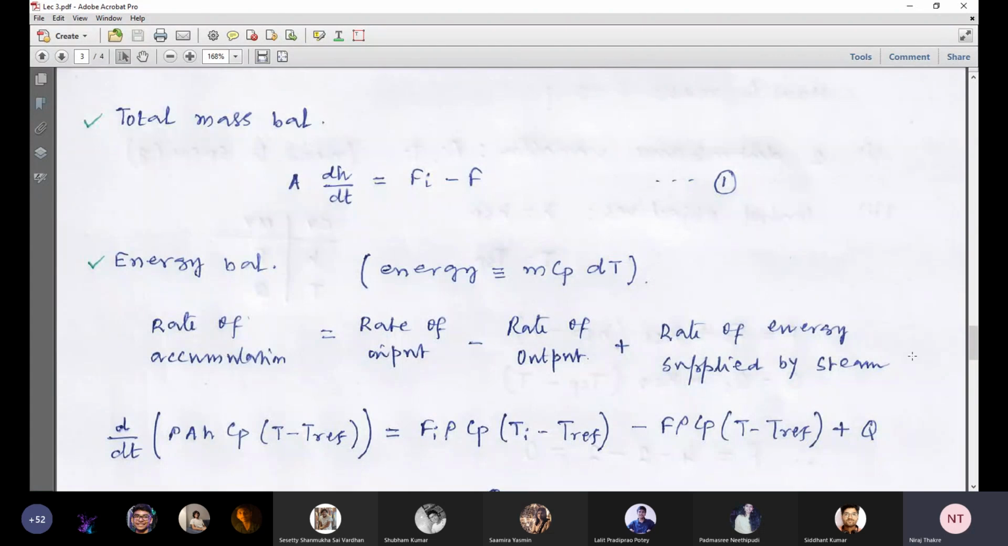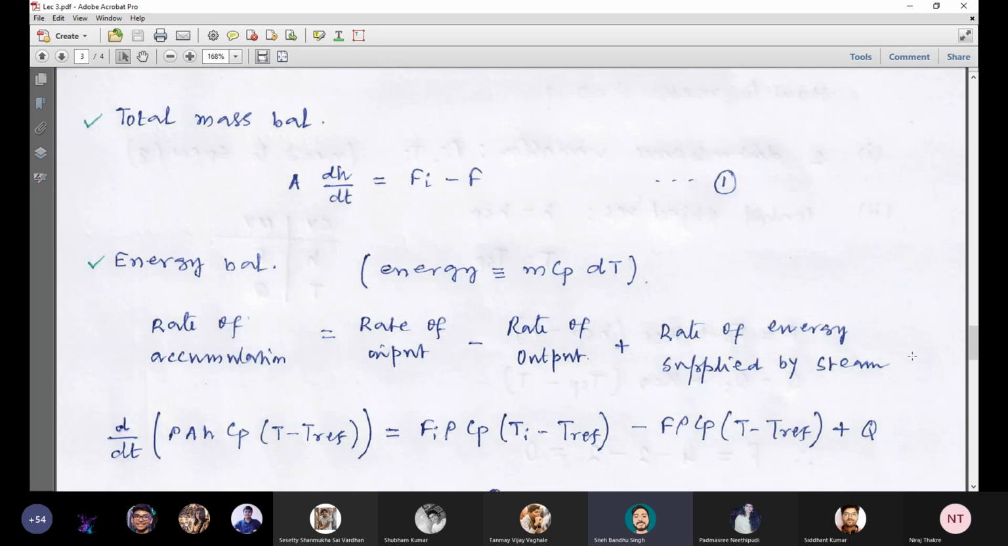Anyone can tell what is the basis of considering T reference as 0 or 25? The original energy equation involves a differential equation. It is mCp dT. So we need to integrate it, and for integration we need upper and lower limits. So we take the lower limit the same for all the terms, which is T reference. Okay. Any other answer? Anyone?